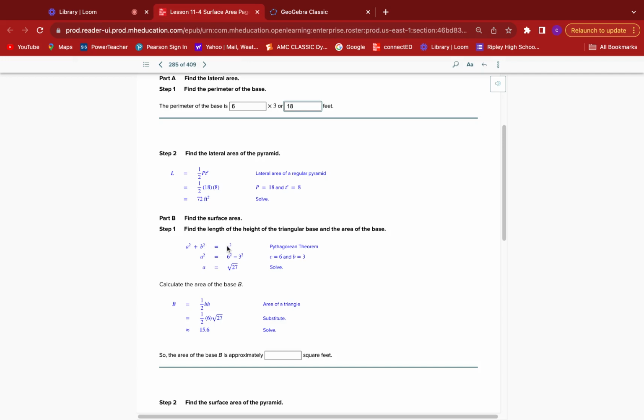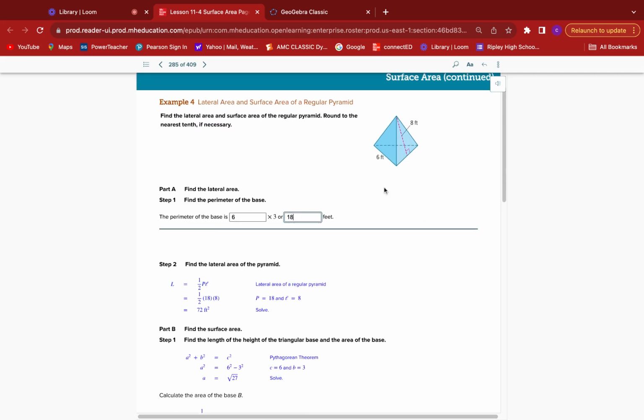So a squared plus b squared equals c squared. It's going to be a squared plus 3 squared equals 6 squared. You subtract 3 squared to the other side. Put that in your calculator. You're going to get 27, and the opposite of squaring is the square root. So the height of the base triangle, talking about this triangle base, is the square root of 27.